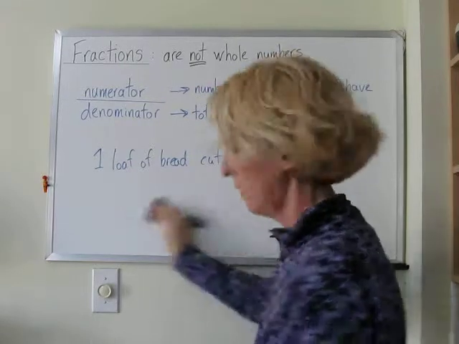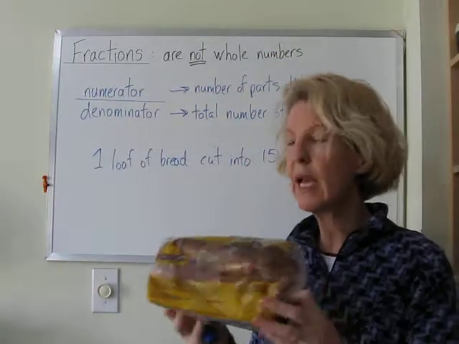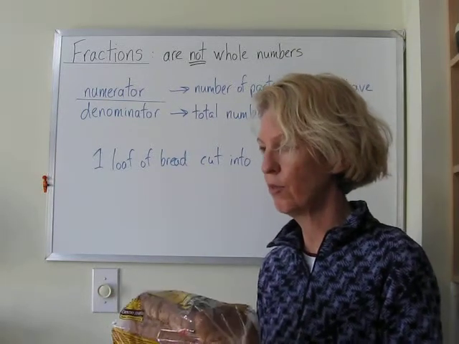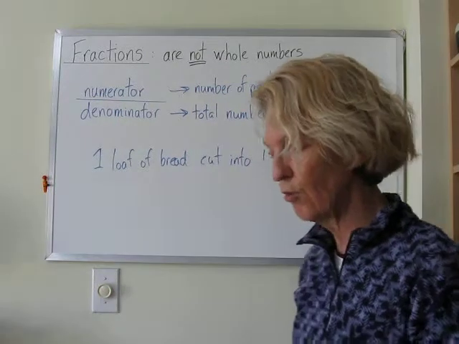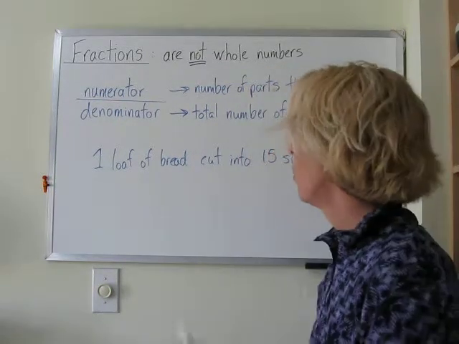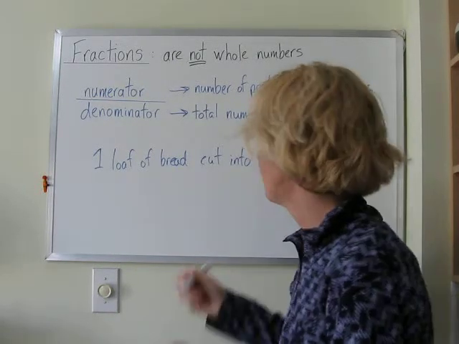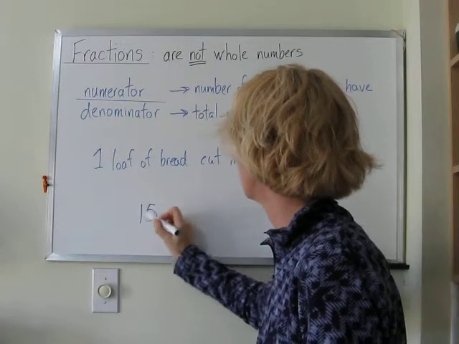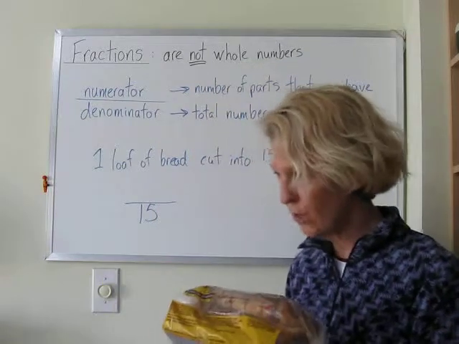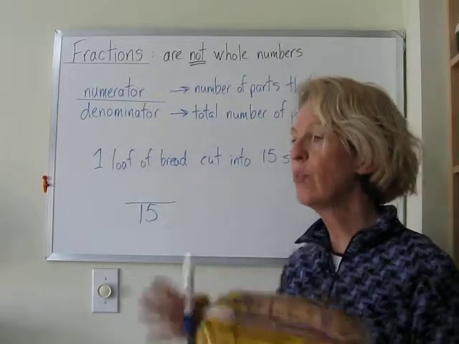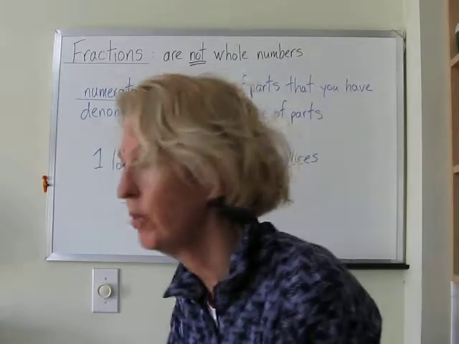So what I did is grabbed a loaf of bread from the fridge. Here we have our loaf of bread, and we already counted the number of slices. How many slices are in this loaf of bread? 15. Okay, so if we're going to talk about our loaf of bread in terms of fractions, what's the denominator that we need for our fractions? 15. The denominator is 15. Okay, because our one loaf of bread, our one thing, has been divided into 15 slices, 15 pieces.